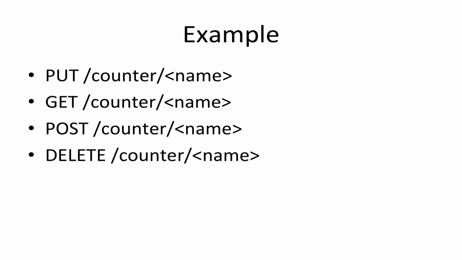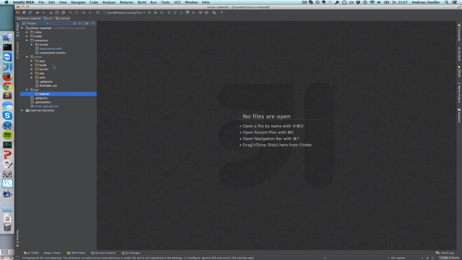If we call post/counter/ and the name of it, we will increment it by 1 and return the current value of the now incremented counter. And finally, if we call delete/counter/ the name of it, we will again delete this counter. Now let's directly dive into the code.